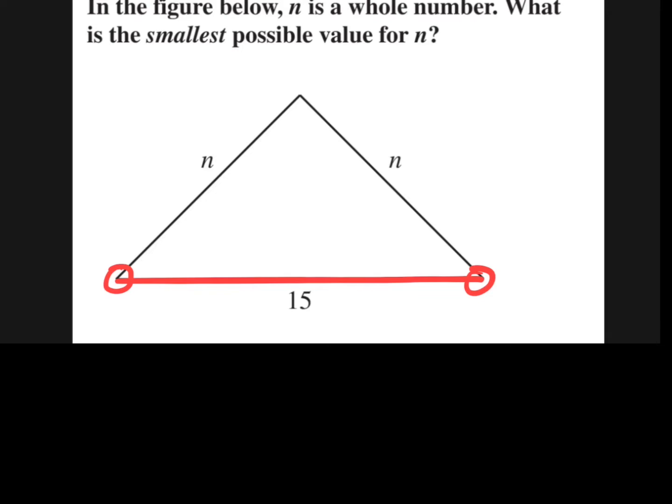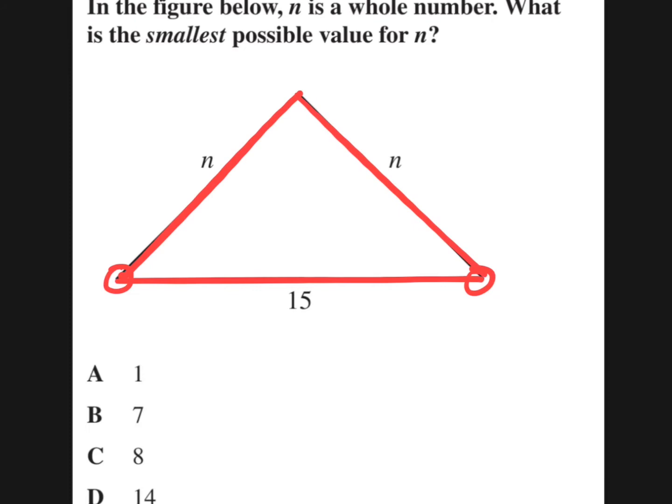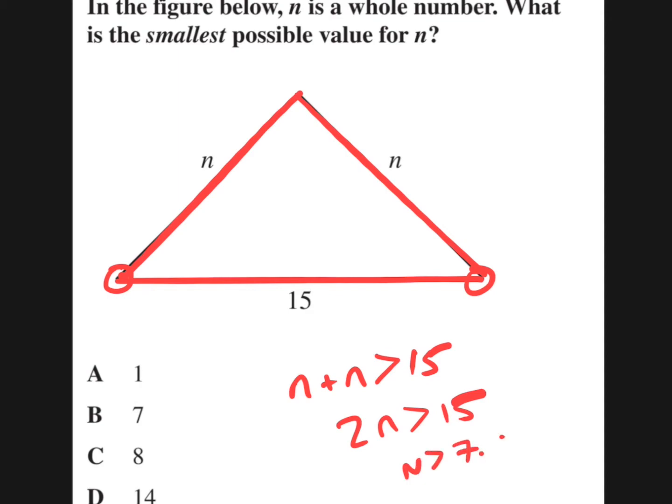The sum of those two other lines must be greater than 15. So the distance from here to there plus the distance from there to there must be greater than 15. So then that first side, that distance is n, and the second side, that distance is n. So n plus n must be greater than 15, or 2n must be greater than 15. You divide 2 to each side. n must be greater than 7.5. So now n has to be greater than 7.5.